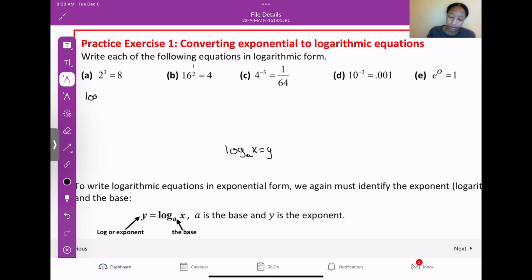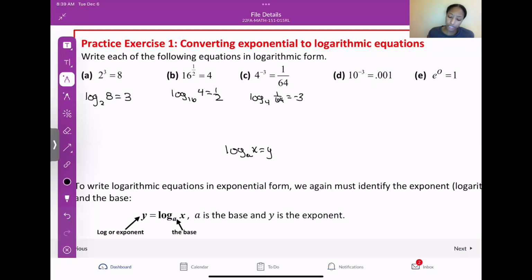You should get, I'm sorry, I lied. 3 squared is not equal to 8. 2 cubed equals 8. This would be log base 2 of 8 equals 3. For part B, 16 to the 1/2 power equals 4. This would be log base 16 of 4 equals 1/2. For part C, 4 to the -3rd power equals 1 over 64. This would be log base 4 of 1 over 64 equals -3.